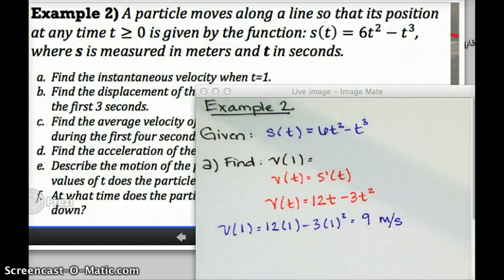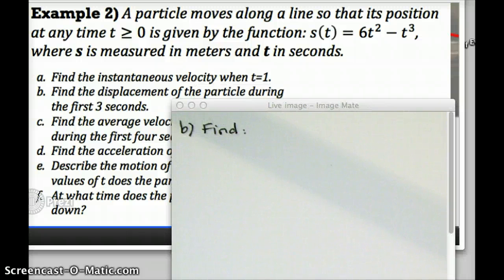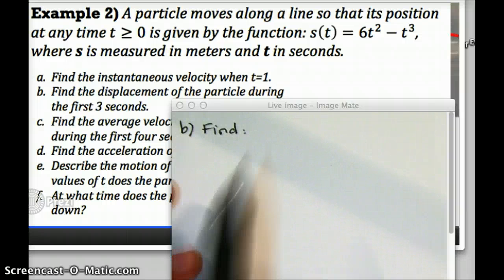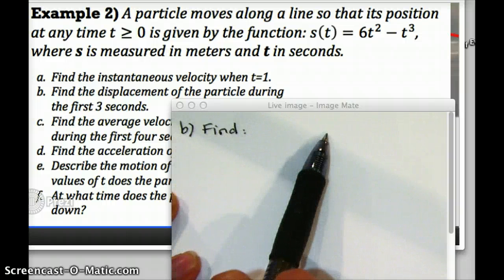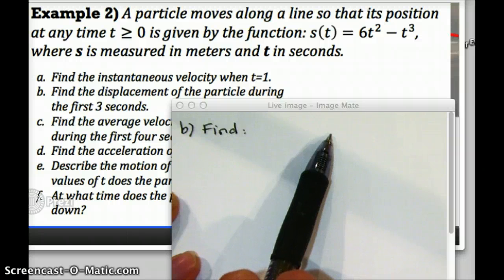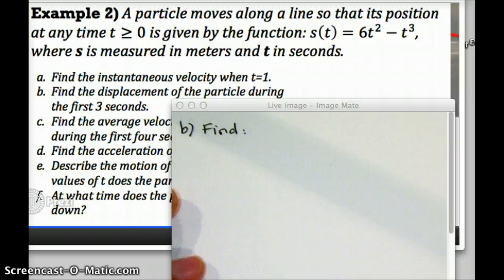Okay, let's look at B. We have the same given information. Now we're asked about the displacement. If you look at your cheat sheet, the chart of terms, you'll realize that displacement is asking about position. And displacement specifically is asking about how the position has changed. So when you set up your expression, what you're actually going to try and find is the difference in the position over the course of the first 3 seconds.